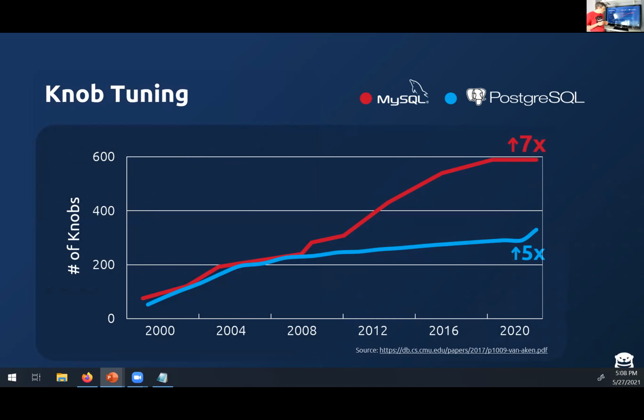So to give you an idea how bad this problem is, this is a study that my PhD student did where she looked at the last 20-year release history of Postgres and MySQL, and she just counted for every new release how many knobs they declared in their documentation. And so you see at the beginning of the century, MySQL and Postgres had under 100 knobs, and then over a 20-year period, MySQL increased by 7x and Postgres increased by 5x.